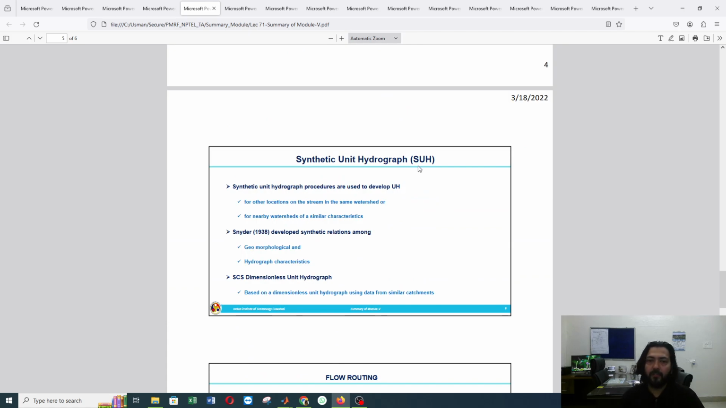Then we talked about the synthetic unit hydrograph. So the important application of the synthetic unit hydrograph is in places where we don't have a gauging location. Like if there is some catchment and we don't have any proper instrument to measure the streamflow there, in that place we can use the synthetic unit hydrograph, right?